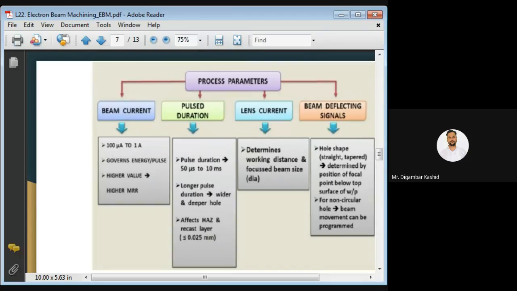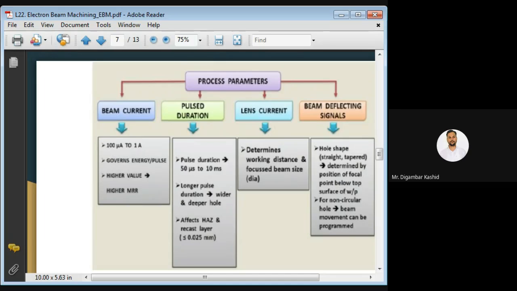Okay, so this recast layer, the dimension of that recast layer in the case of the electron beam machining process is normally around 25 micron. Then the next parameter is the lens current.